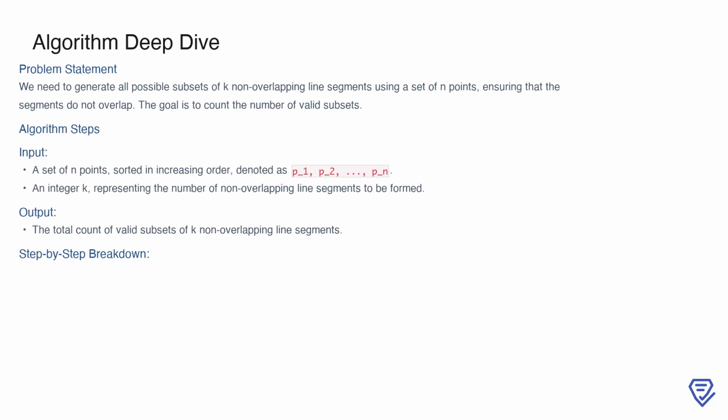To achieve this, we'll break the solution into clear steps, starting with understanding the input and output. The input consists of endpoints and the integer k, which specifies how many segments we need to form. The output is the total count of valid subsets of these k segments. By following a structured approach, we can tackle this problem efficiently step by step.